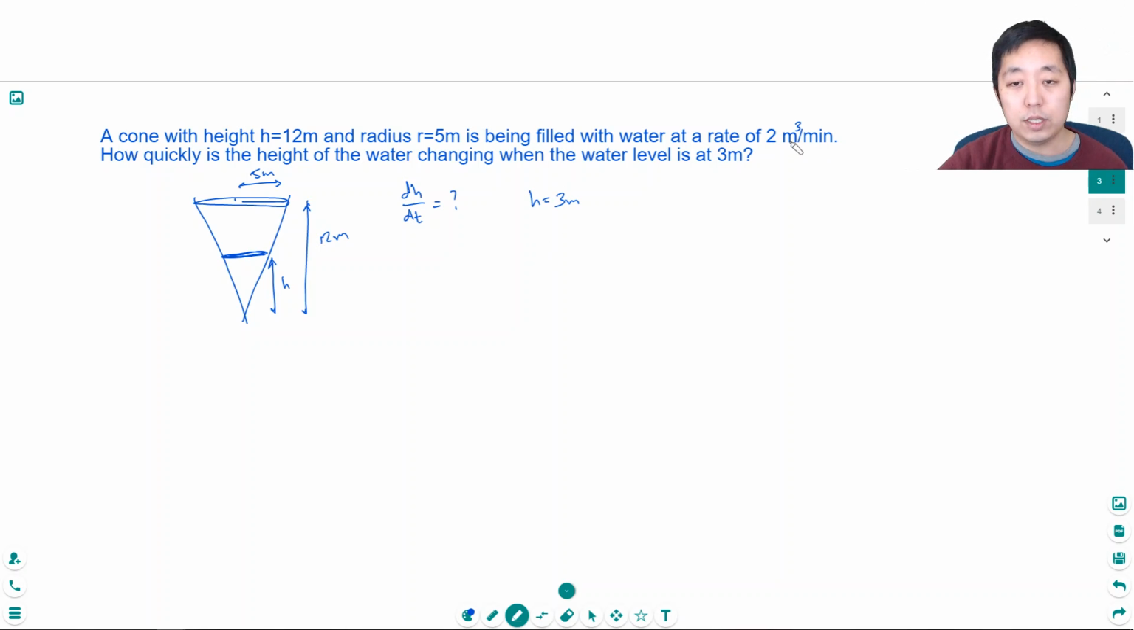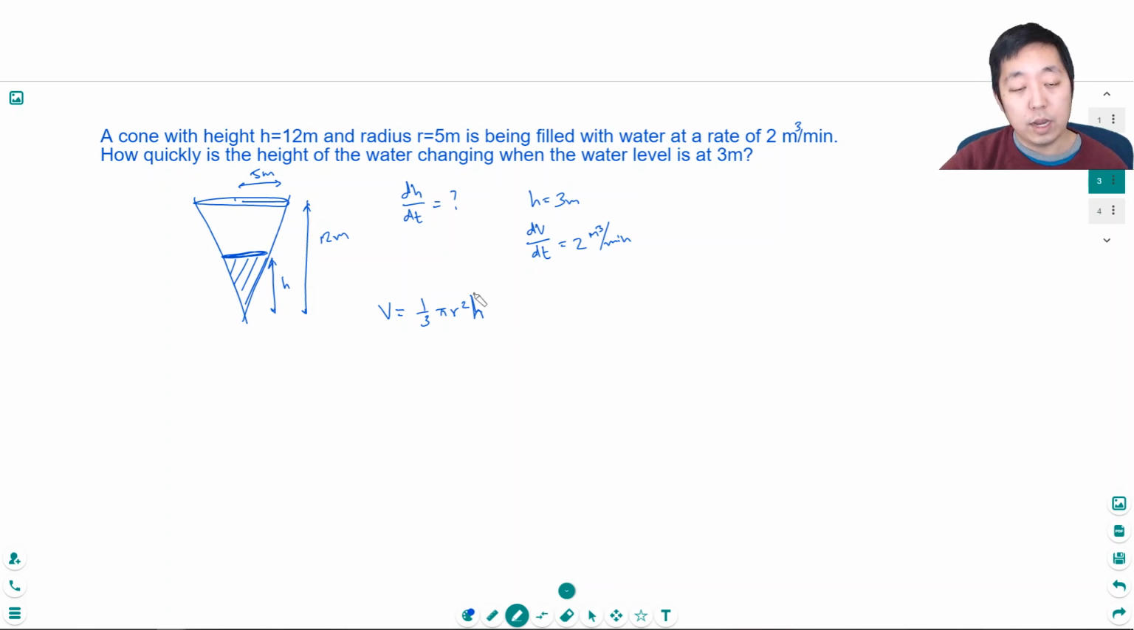What about this here? This is volume. It's filled with water, that's a volume thing. I know that dV/dt is 2 cubic meters per minute. So I want an equation that relates the volume and the height and all of this together. Volume, height. So what is the volume of this water? What's an equation that relates here? Well, in general, the volume of a cone is 1/3 pi r squared h.